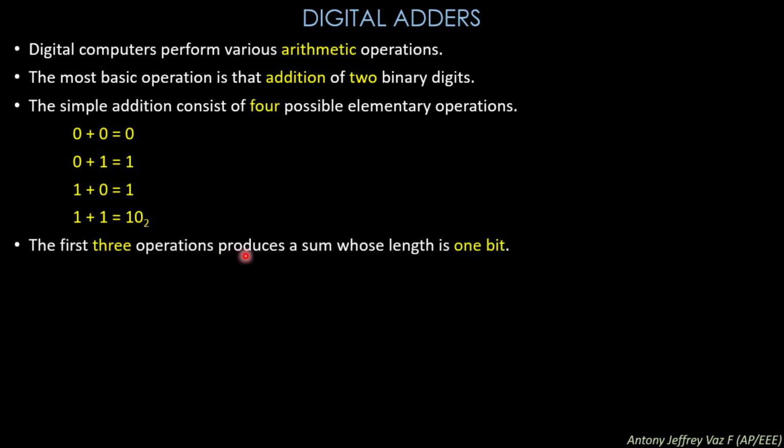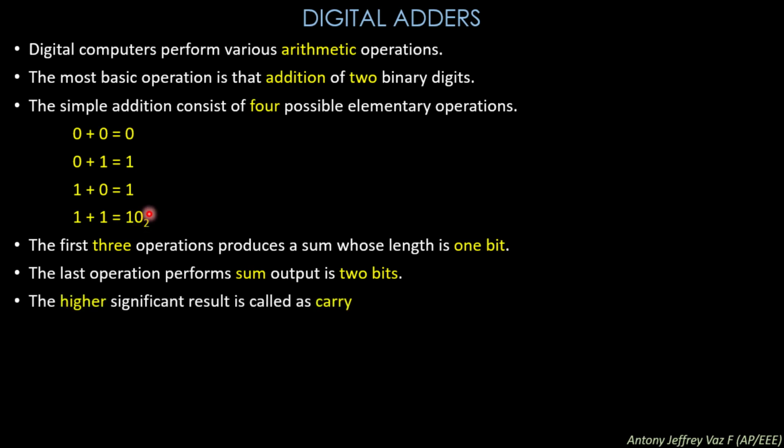The first three operations produce a sum whose length is 1 bit. The last operation produces a sum output of 2 bits. So the three operations carried out here have an output length of 1 bit, whereas the last operation has an output of 2 bits. The most significant bit is called the carry and the least significant bit is called the sum. So this represents the sum and the 1 represents the carry.